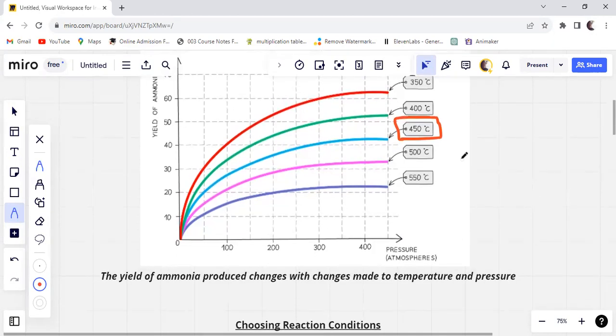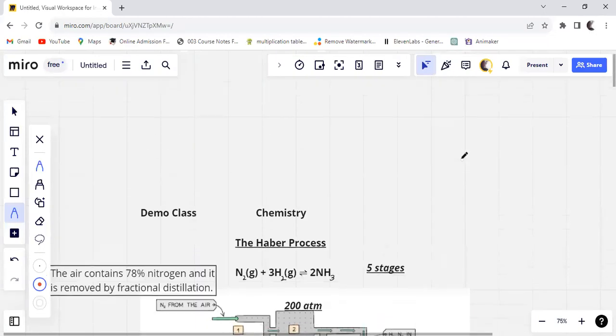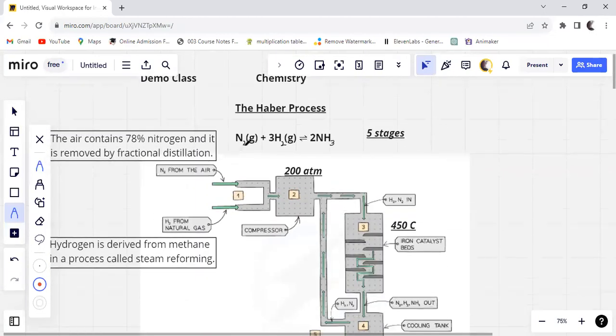Similar is the case for pressure. You must remember that a low pressure would favor the reversible reaction in the reverse direction, as the system will try to increase the pressure by creating more molecules. In the case of ammonia, you can see the equation over here on the board.